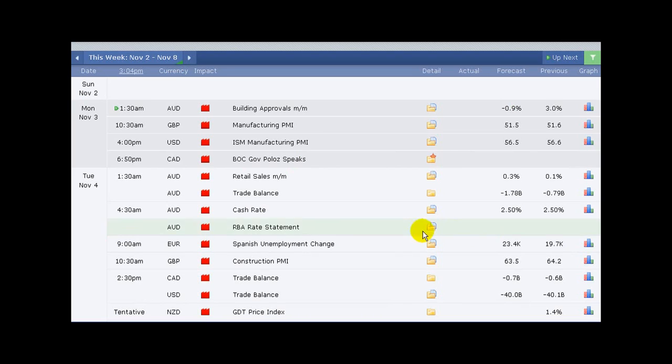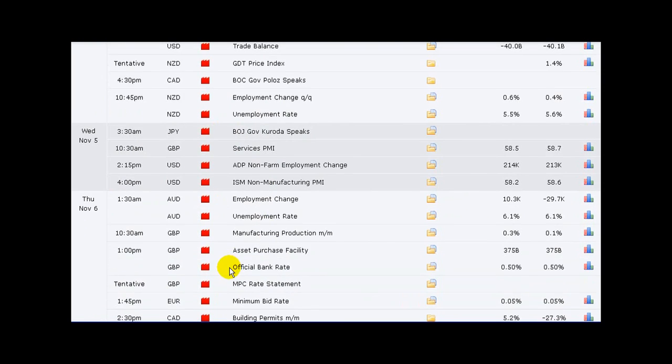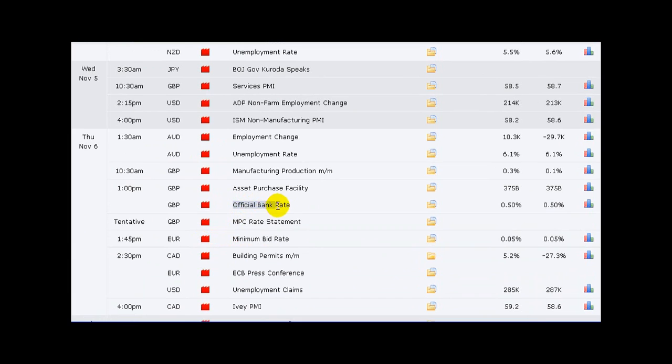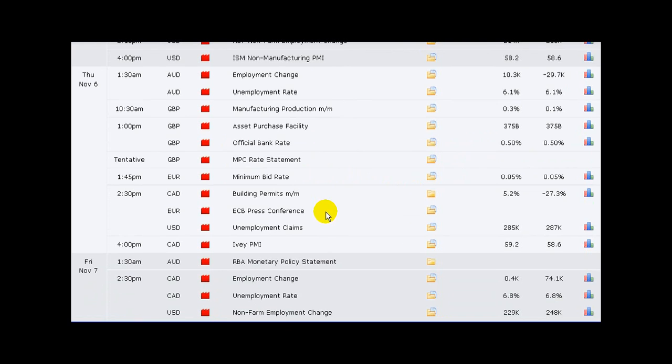Here's the news list and data releases for next week. Have a quick scan down here. Notable mentions: RBA rate statement on Tuesday. This is their interest rate. That's a big one for the Aussie dollar. On pound on Thursday, official bank rate. So that's the big one for the pound. Whether or not they change it from 0.5, I don't know. Probably won't, not before Christmas.